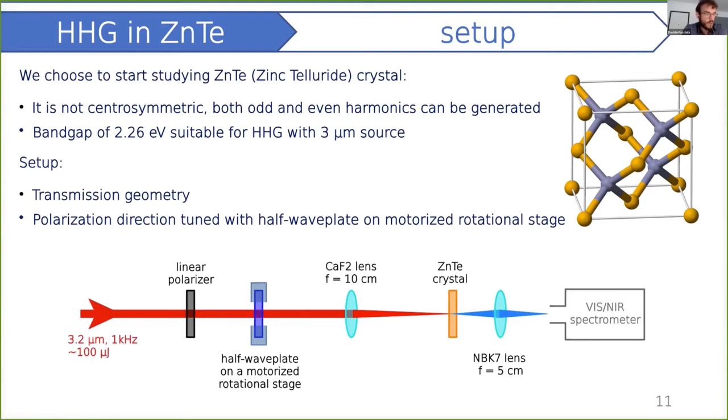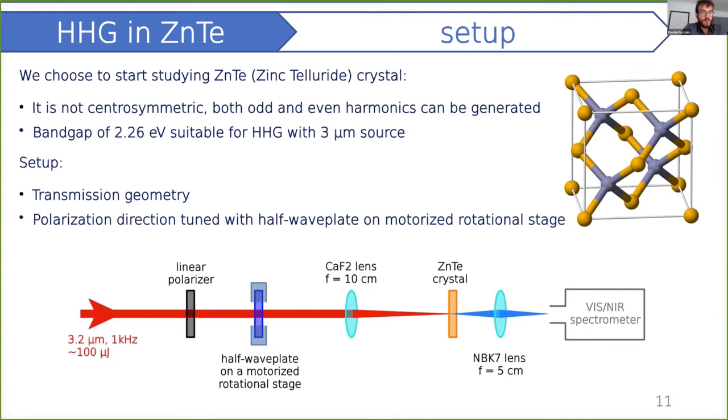The first setup we implemented is very simple. The laser first passes through a linear polarizer to remove any possible residual field in the orthogonal direction. Then a broadband half-wave plate is mounted on a motorized rotational stage, and it is used to control the direction of polarization of the laser field. In the end, the mid-IR beam is focused in a crystal, and the emitted radiation is collected and focused again inside the spectrometer, where we use alternatively a visible or a near-infrared spectrometer to cover all the region of harmonics emitted by the sample.